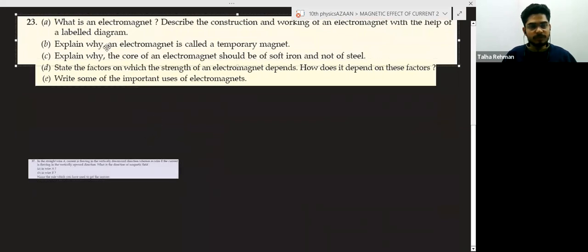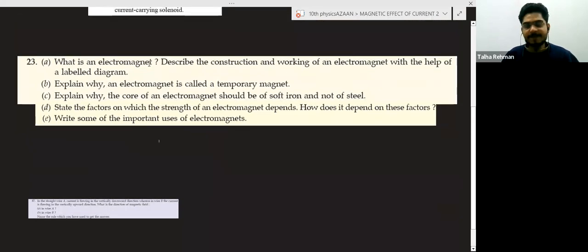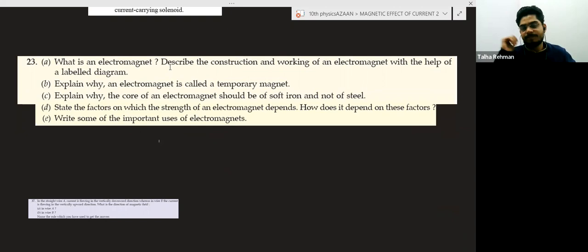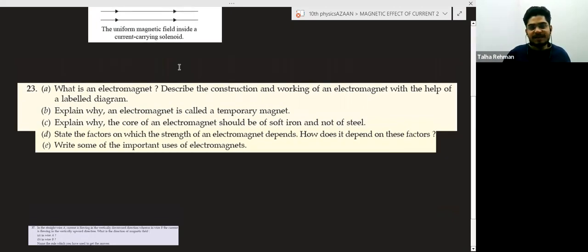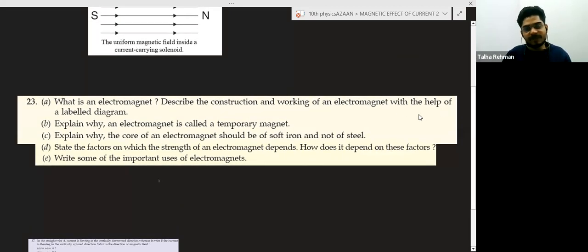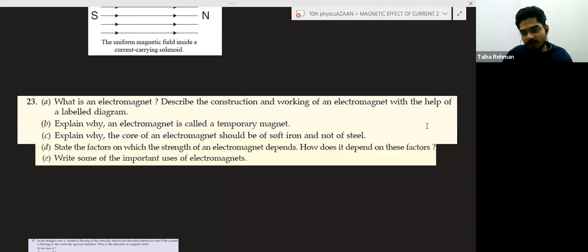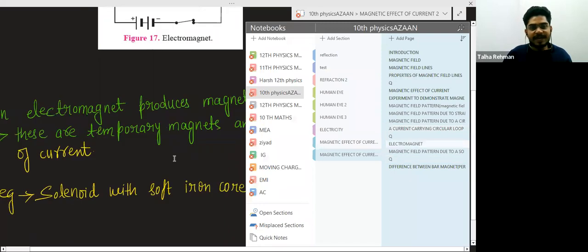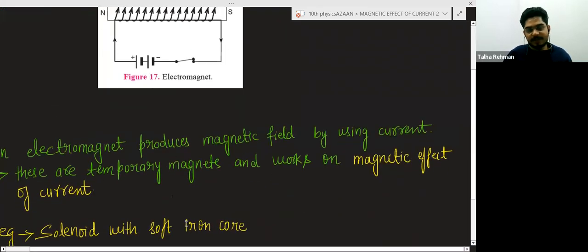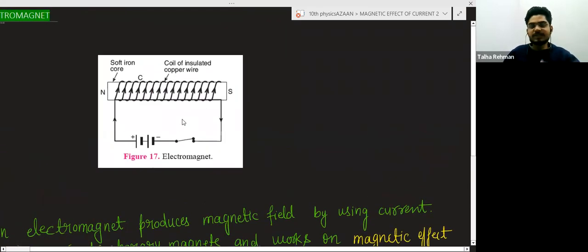Okay, so this question: what is an electromagnet? You can write: an electromagnet is a magnet which produces magnetism or a magnetic field due to electricity, or due to the current. Describe the construction and the working of an electromagnet with the help of a labelled diagram. For that, you have to use this diagram and you can draw it. That will be the construction.